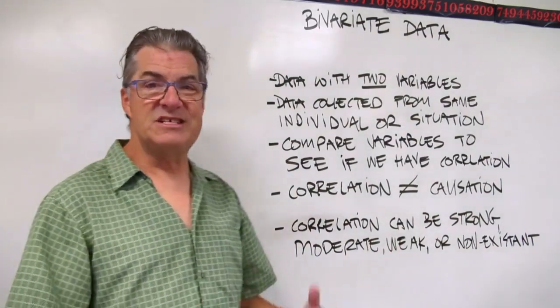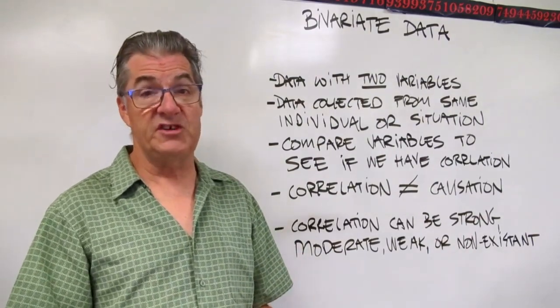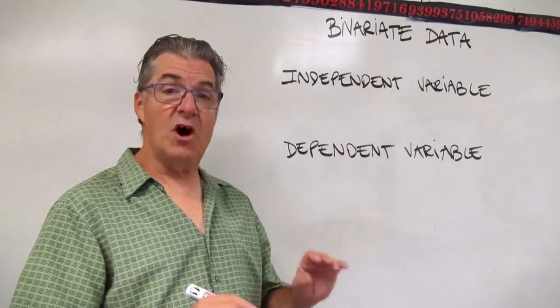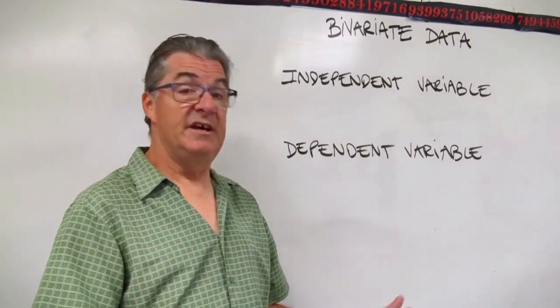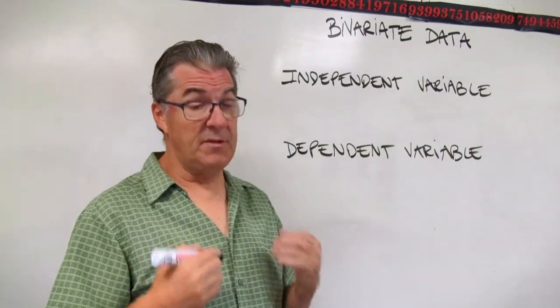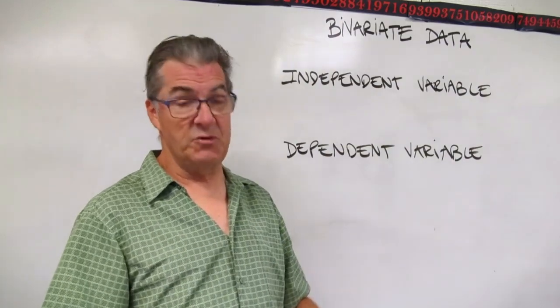Finally, we're going to talk about types of correlation. There can be strong correlation, moderate, weak correlation, or perhaps correlation does not exist at all. All right, let's talk about independent and dependent variables. Now, if you're taking a science class, you're probably bumping into that as well. I hope you are. This is an important concept in dealing with data.